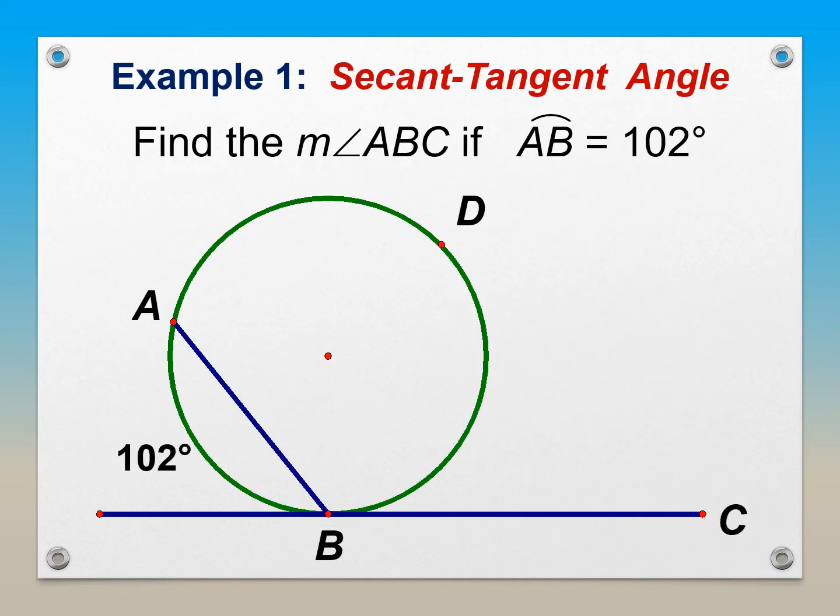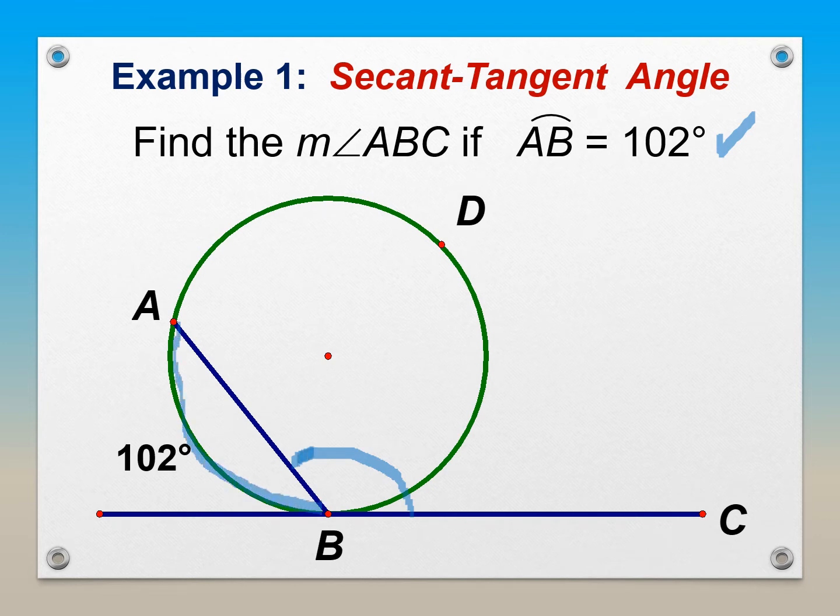To apply theorem number 1, let's have this example. Find the measure of angle ABC. This one is angle ABC. The given arc is equal to 102 degrees. 102 degrees is arc AB here.